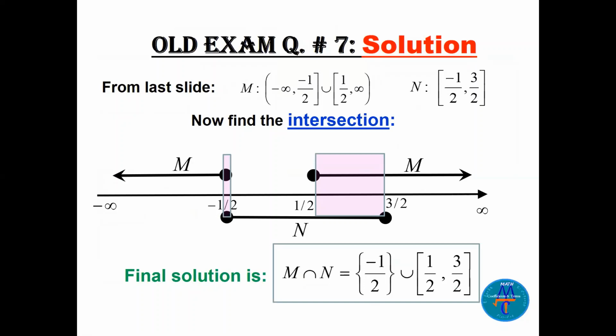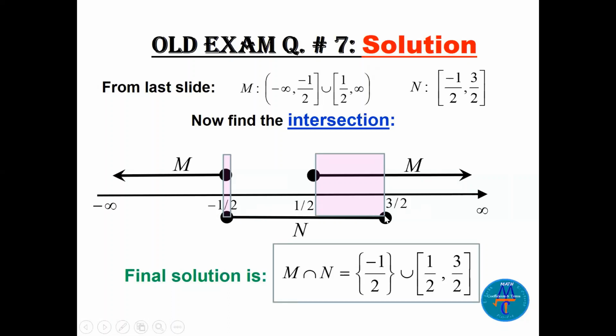So M, let's see M here. From minus infinity until minus half. You see this is M, and also this one M here, because there are 2 parts in the M. From half until infinity, it goes to infinity. Now the N is closed from minus half to 3 over 2.